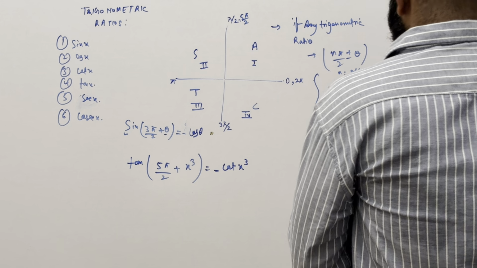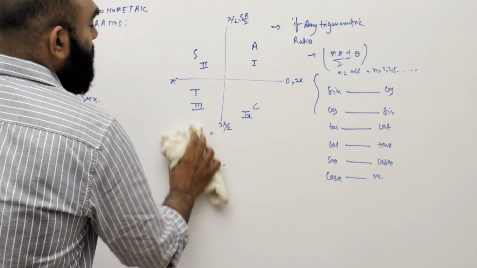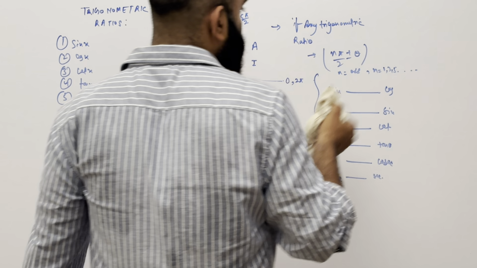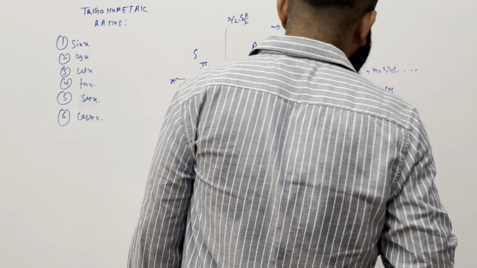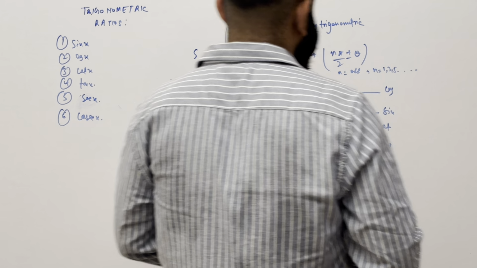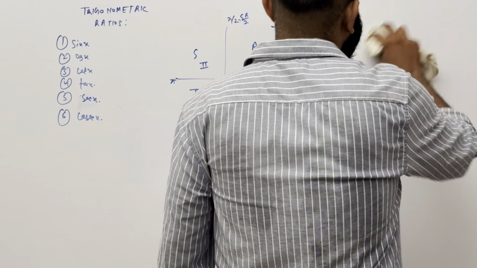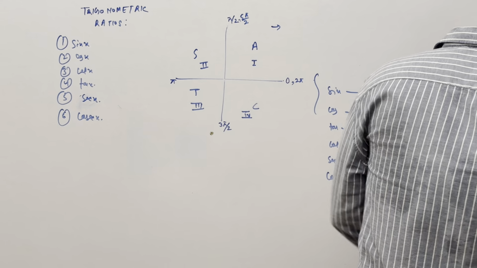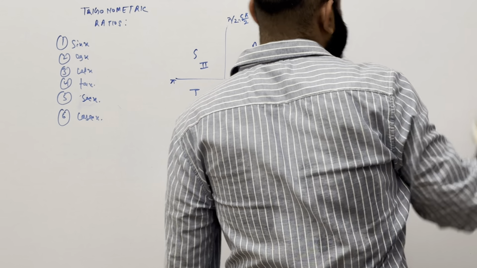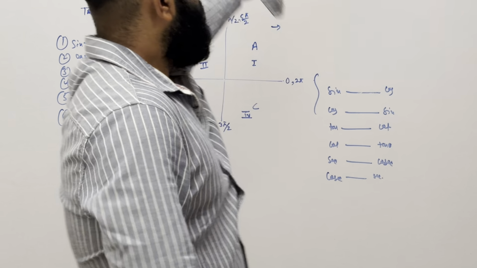Now come to the other format. I'm just removing this part. If you have noted down, then go through. Then the other format is there. Now, second one.